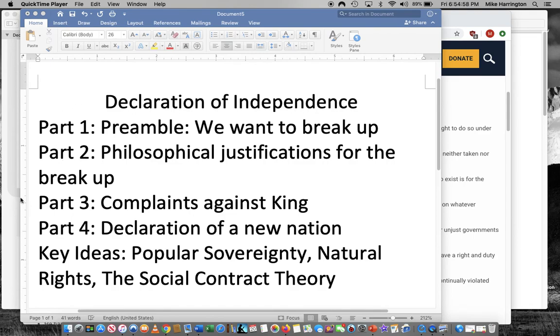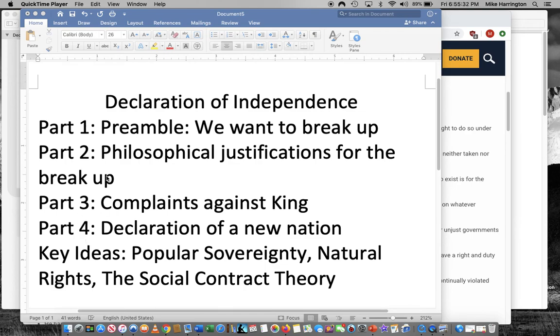But in today's talk, trying to apply it to you, you should probably think of the Declaration of Independence as a breakup letter. So part one is the preamble of, hey, we're just telling you that we want to break up. Part two would be your philosophical justifications for the breakup. Here's why we're doing it. Here's our legitimate reasons for doing it. And then part three would be the complaints against the king. And then part four is, hey, we declare ourselves a new nation with new liberties and so on as well.